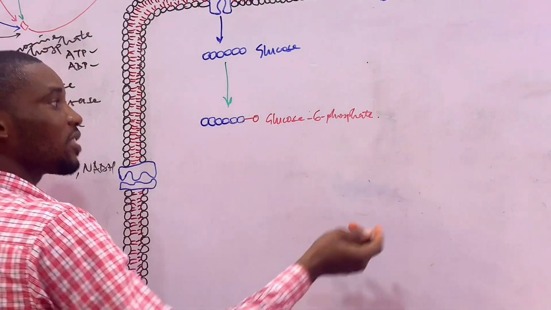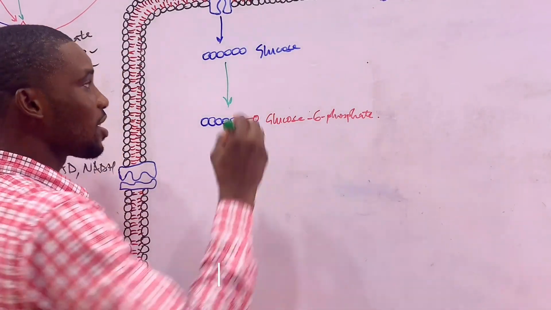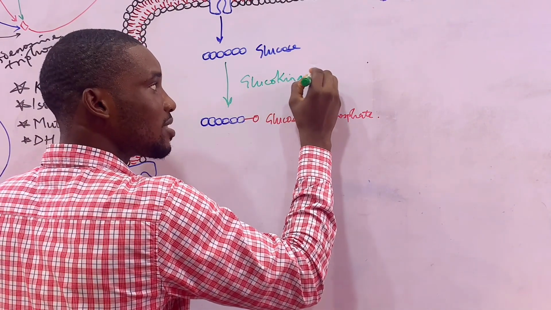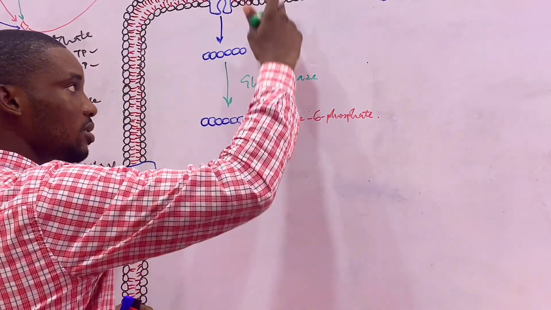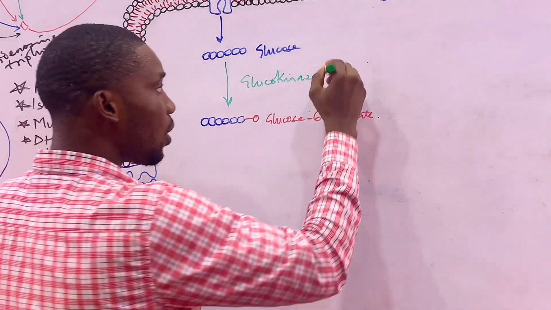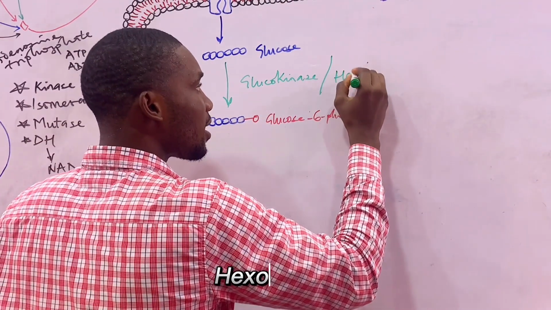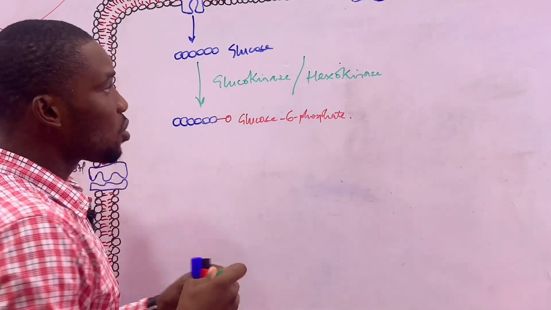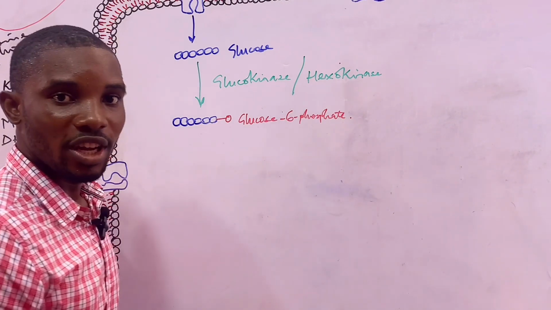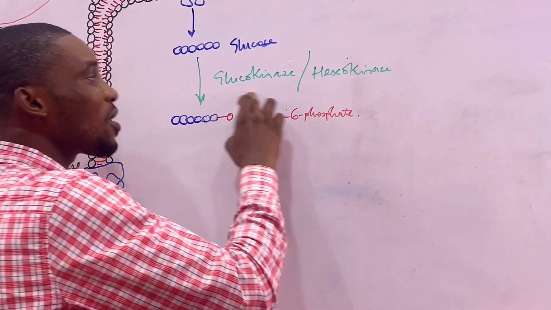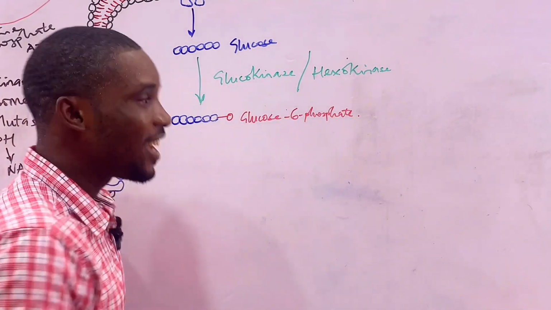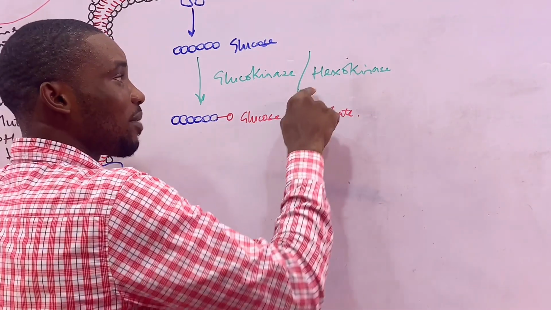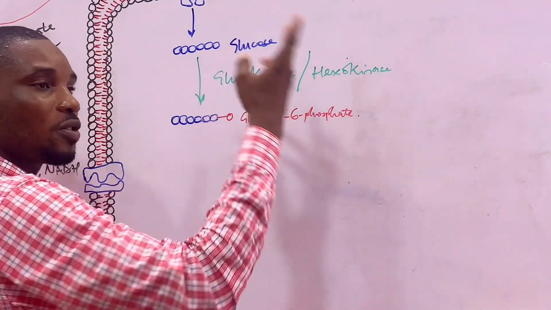So the enzyme that converted glucose to glucose 6-phosphate is what? Glucokinase. Please don't say glucose kinase, it's glucokinase. So we shorten it and then put kinase, okay? Or hexokinase. So depending, it could be a glucokinase or it could be a hexokinase, depending on the cell. So a glucokinase is specific for what? Glucose. And a hexokinase is for what? Hexoses. So you see that there are hexoses like glucose, fructose, and the rest.